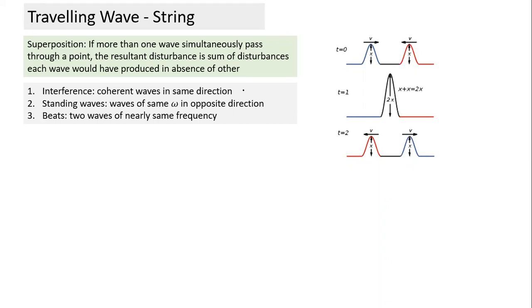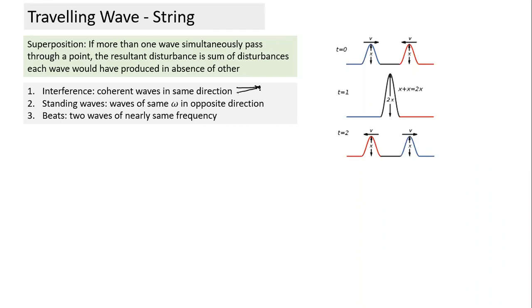What happens in case of interference? There are two or more waves, both traveling in the same direction, and they reach a common point. This is the superposition of two waves traveling in the same direction. This is the superposition of two waves traveling in the opposite direction. These are two coherent waves. Coherent means both waves should have the same value of omega, the same frequency.